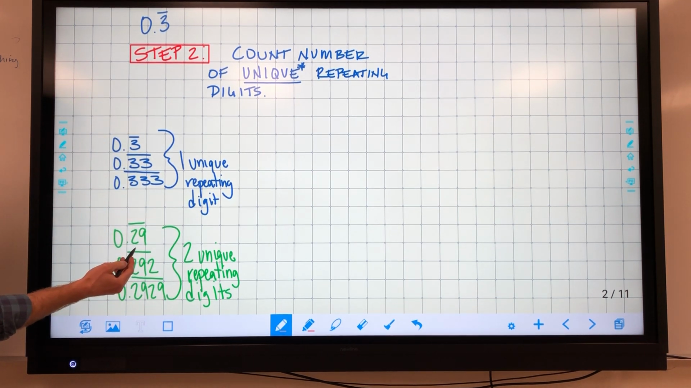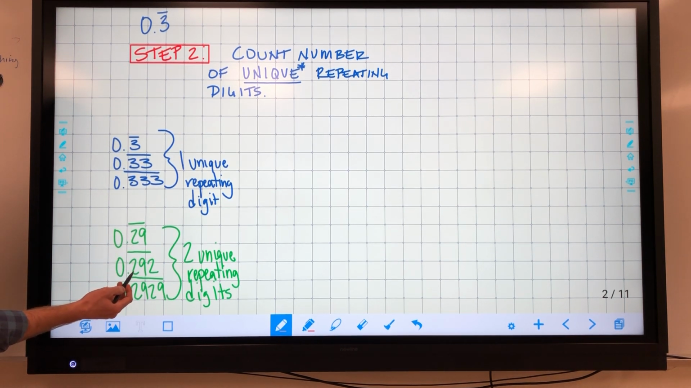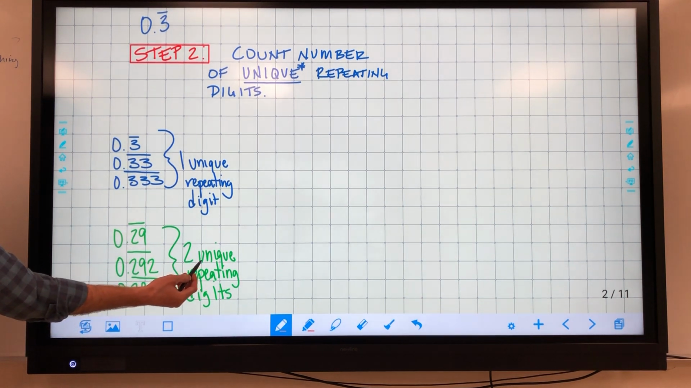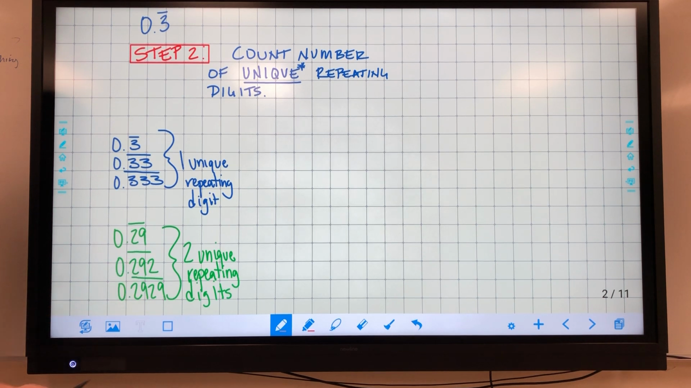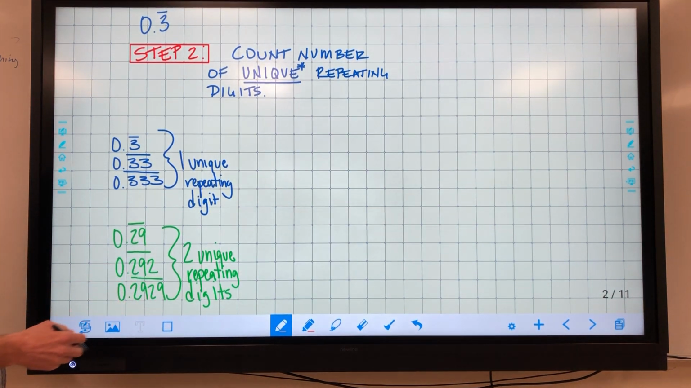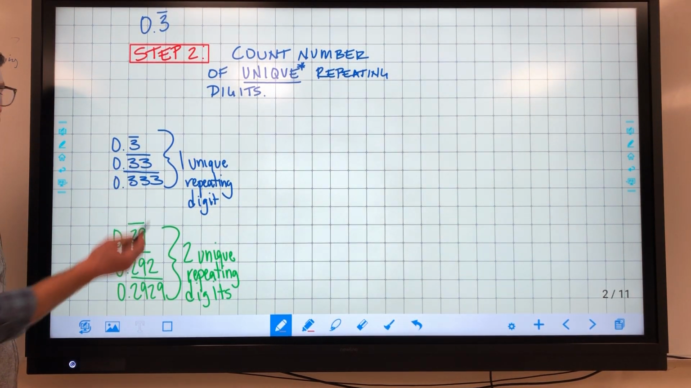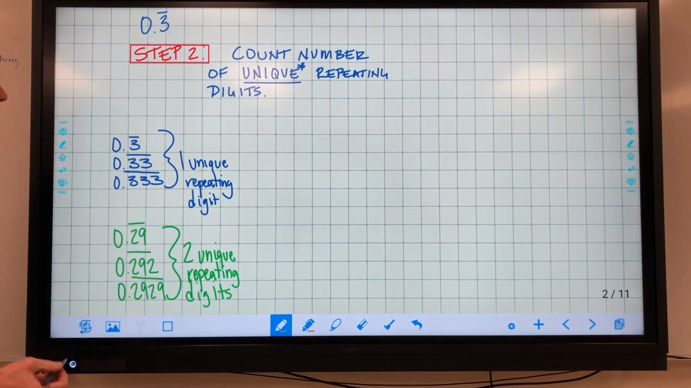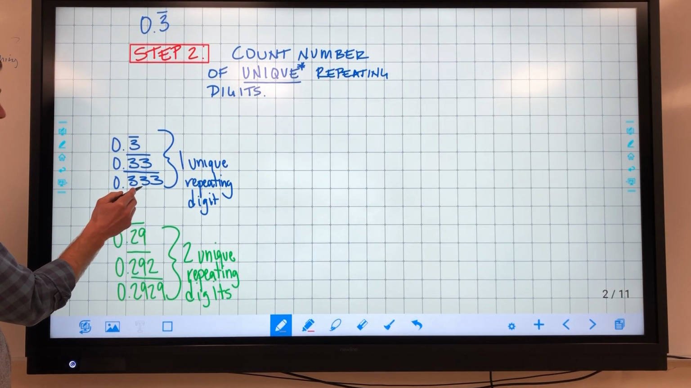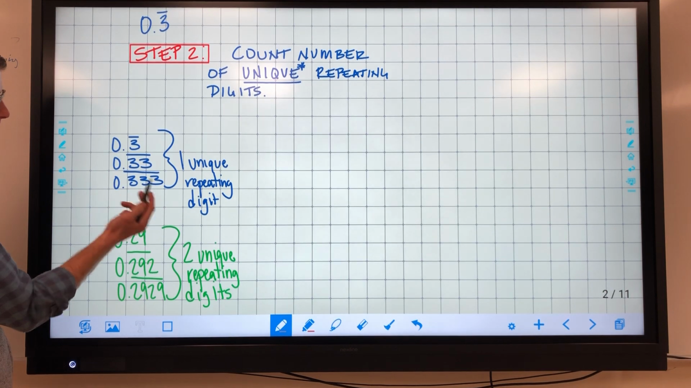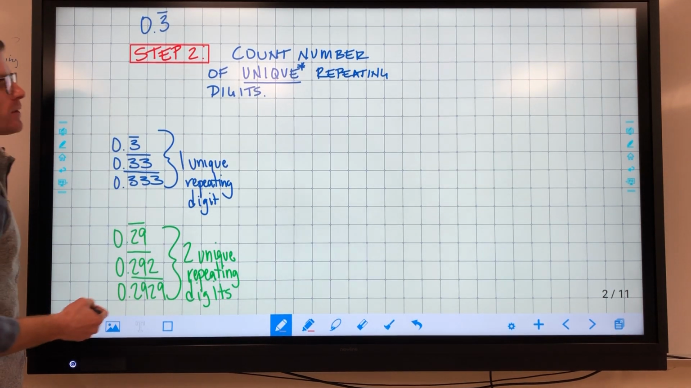Here's an example of a repeating decimal that has 2 digits that are unique. 0.29 repeating, 0.292, 0.2929, right? These 3 are all the same, and they have 2 unique repeating digits. The 2 and the 9 are what repeat. So you gotta be careful with that. Don't just count the digits that are under the bar, because that's not gonna be your answer every time. If I did that, I'd have 3, but I know that 3 is not my answer here. I have one unique repeating digit.